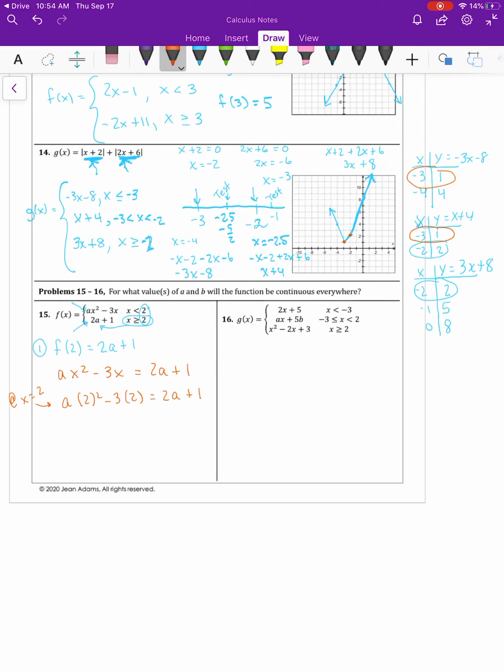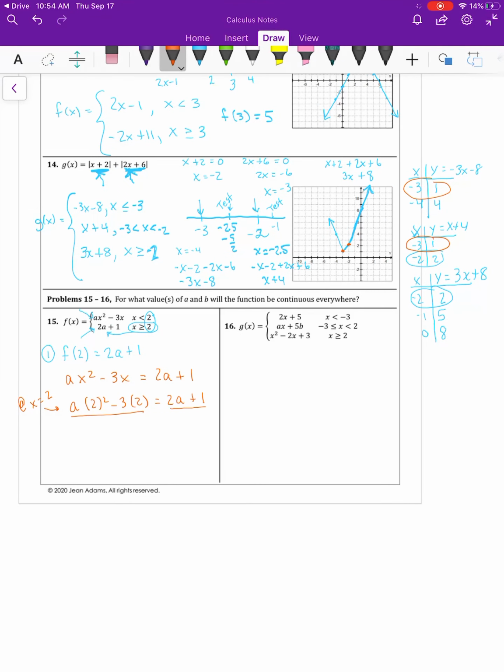So we want to make sure that when these two change at 2, they share the same y value. So this is like the y value of the ax squared minus 3x, this is the y value of the 2a plus 1, right? That's the y value. And if we put x equals 2 in, we're wanting them to share where it changes here at x equals 2. We want that to be the same. So that's going to give us 4a minus 6 equals 2a plus 1.